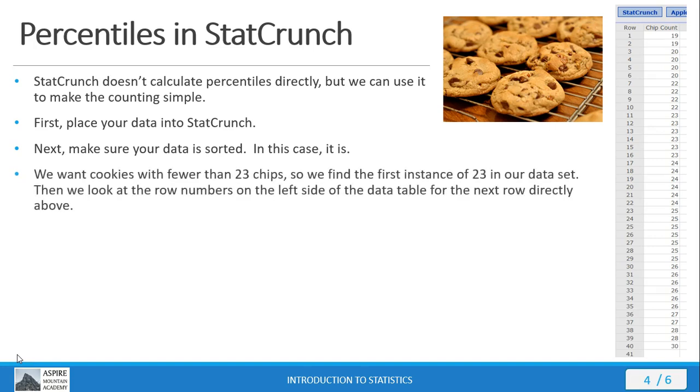Now, once the data is sorted, we want cookies with fewer than 23 chips, because we're asked to find what percentile a cookie with 23 chips is in.